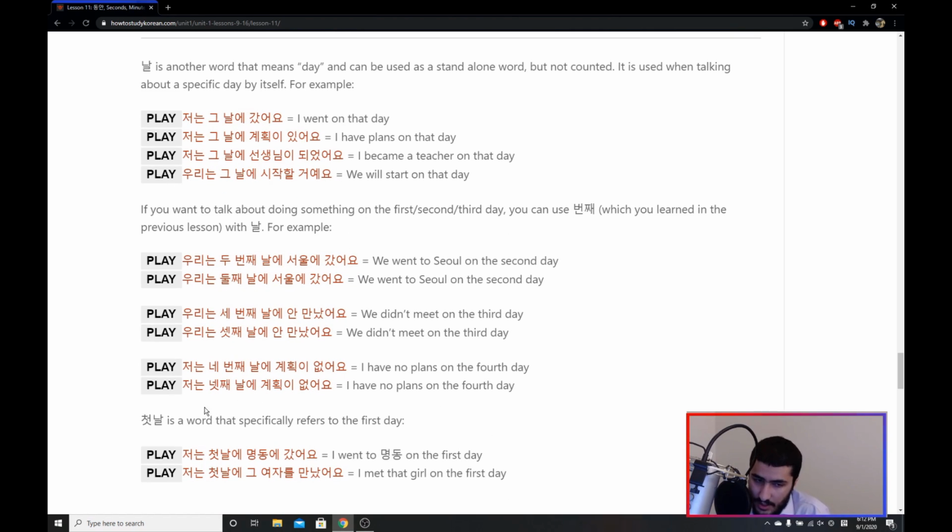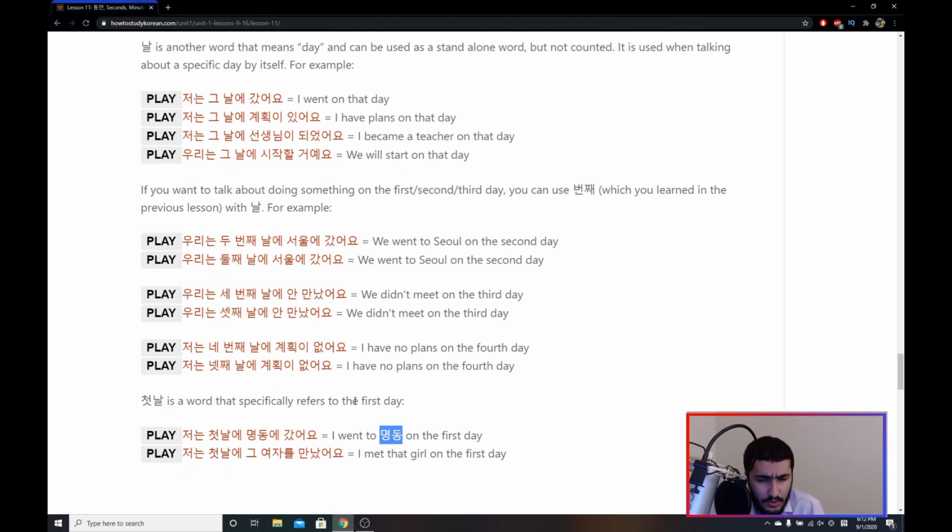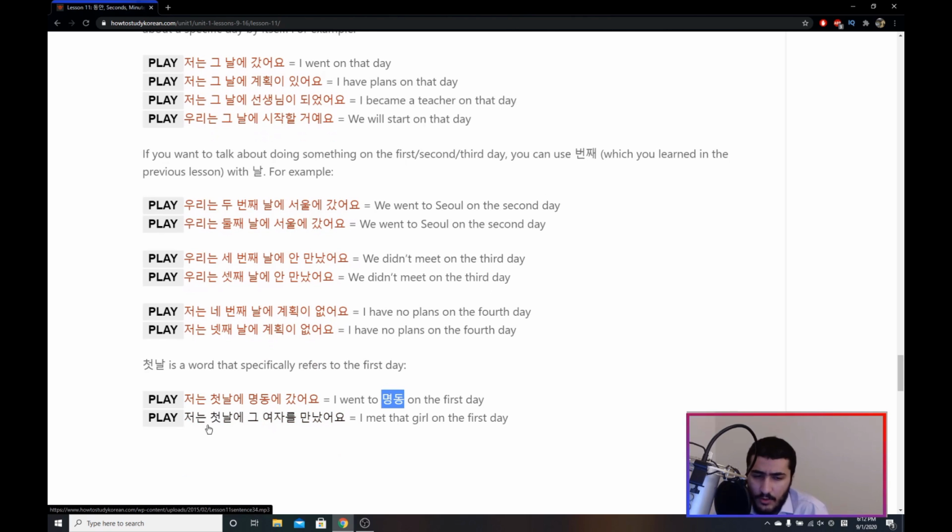첫날 is a word that specifically refers to the first day. So 첫날에 명동에 갔어요. I think that's true for when I went to Korea. My first day I went to Myeongdong, just check stuff out. 저는 첫날에 그 여자를 만났어요. I met that girl on the first day.